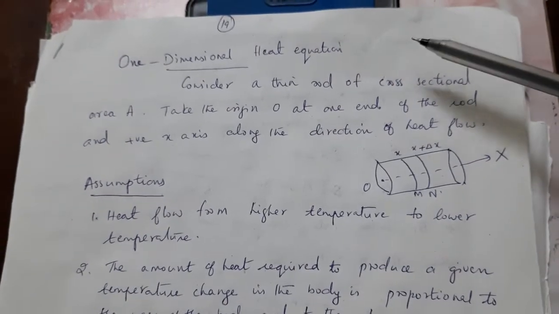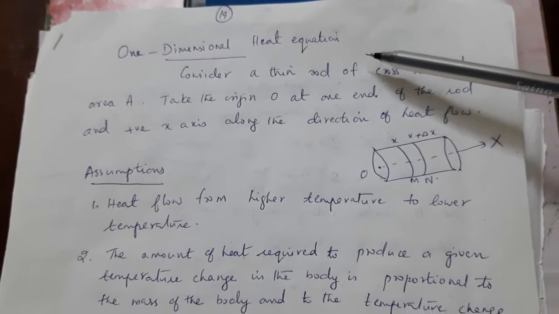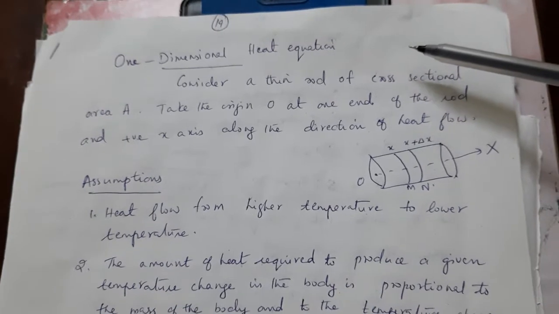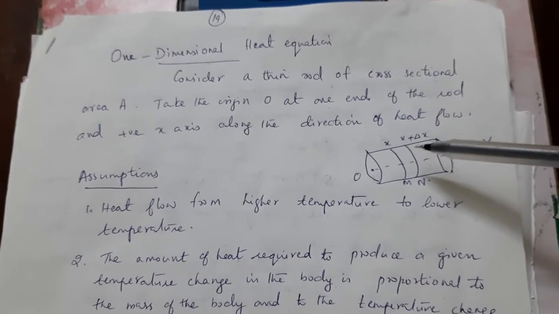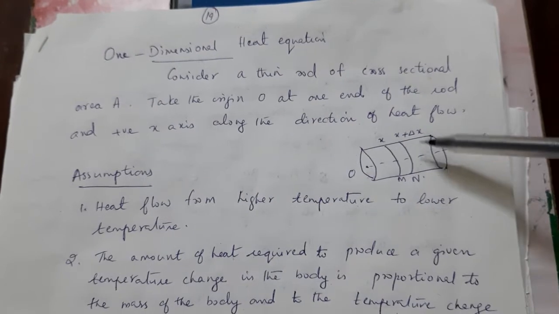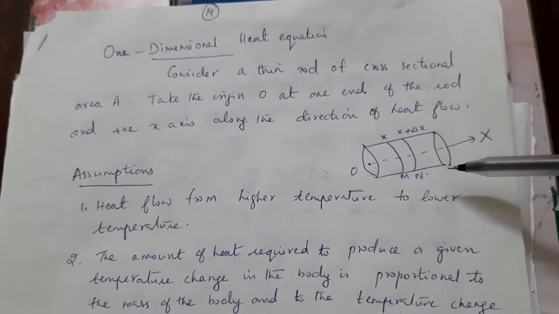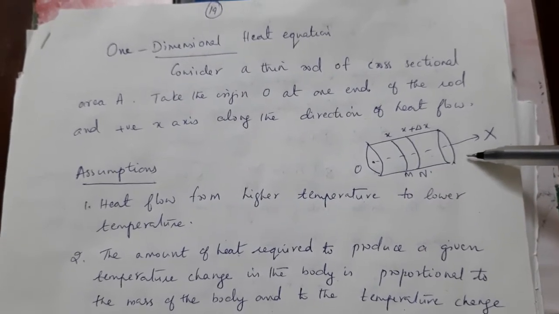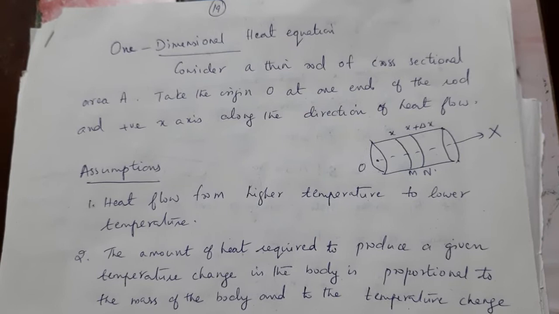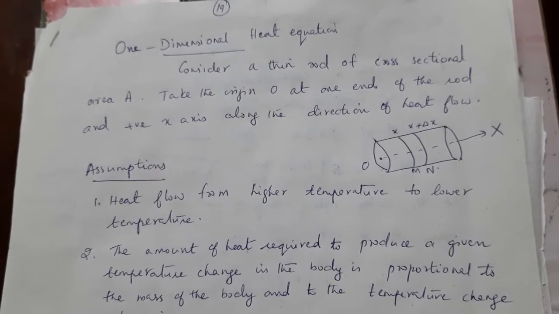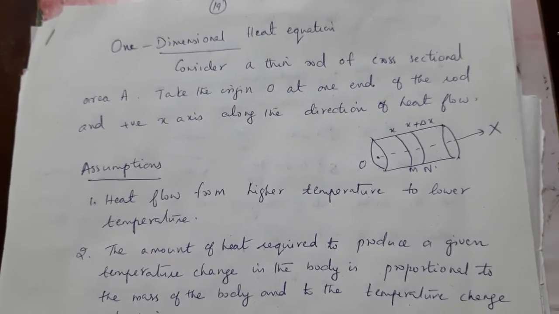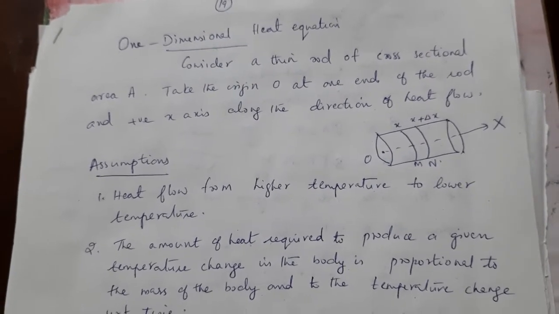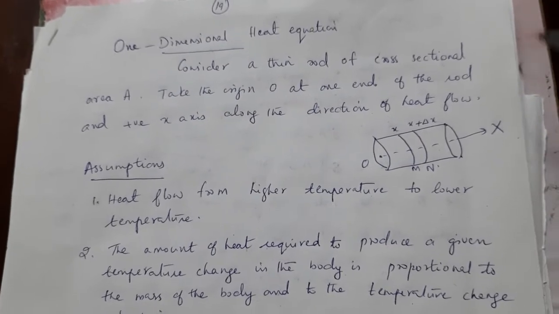So next is the one-dimensional heat equation. The heat equation is also a PDE, a partial differential equation. It is also a second order PDE. Heat equation means we have to derive a differential equation for the flow of heat through a thin rod. That will be a differential equation subject to some conditions.